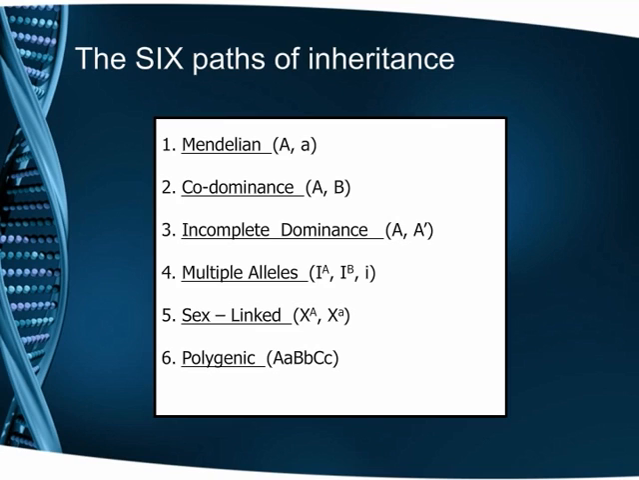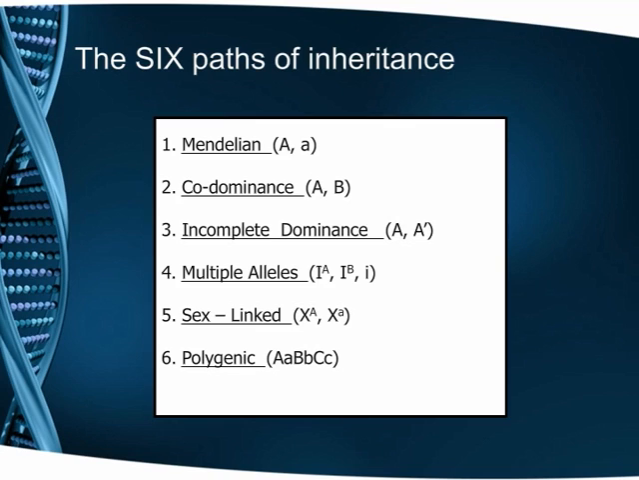The first type of inheritance is normal Mendelian inheritance, so called because it follows Mendel's laws. The alleles for Mendelian inheritance are represented by 2 of the same letter, 1 capital and 1 lowercase. For example, big A, little a. The second type of inheritance is codominance, where the 2 alleles are equally dominant. They are represented by 2 different letters, both of them capital. For example, a big A and a big B.